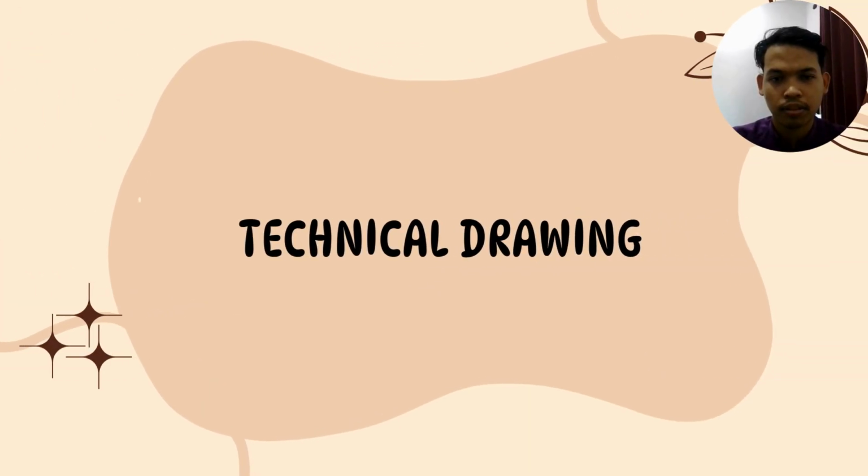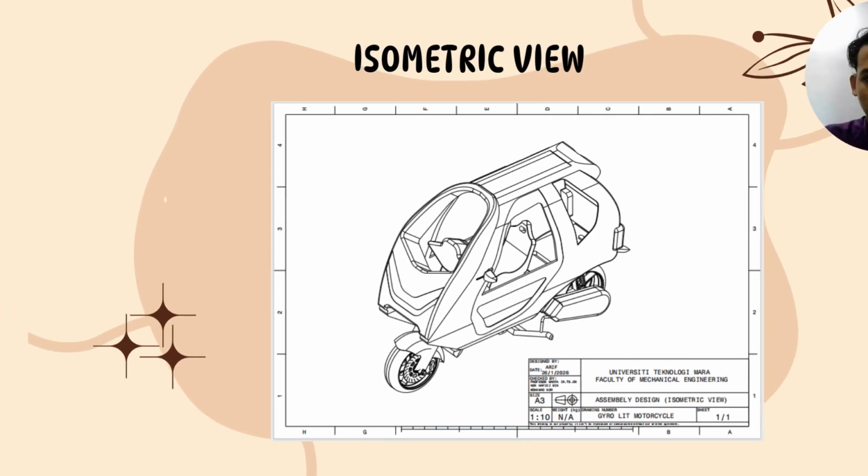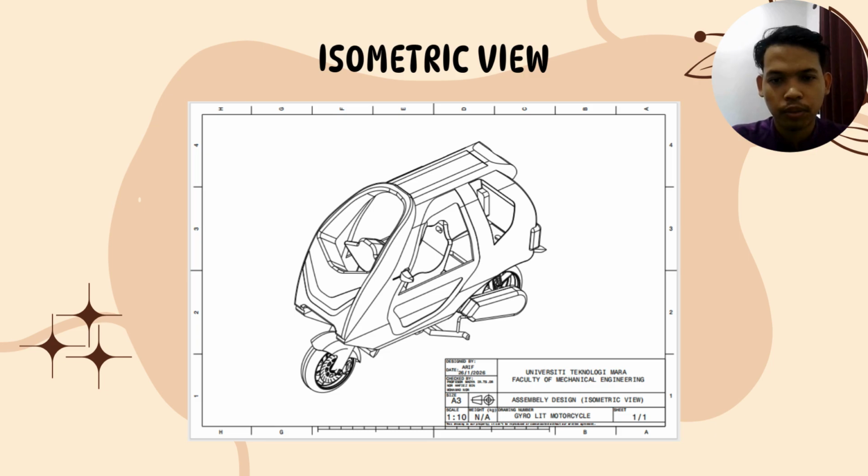For the next slide is the technical drawing. The first slide is the projection view of the motorcycle. This is the front view of the motorcycle, left view, and top view. The next slide is the isometric view. This is the full assembly of the motorcycle.